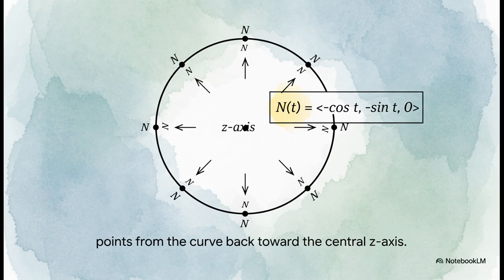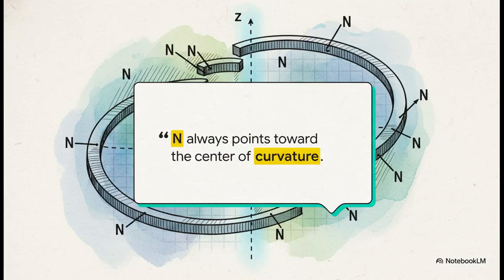But what does that actually mean in the real world? Okay, here's the key takeaway. Remember, our helix is spiraling around the z-axis. Well, this vector we just found is always pointing from the curve right back toward that central axis. It perfectly captures that inward pull of the spiral's turn. And this is a fundamental rule: N always points toward the center of whatever bend the curve is making.